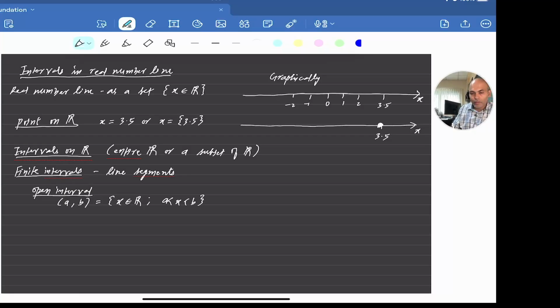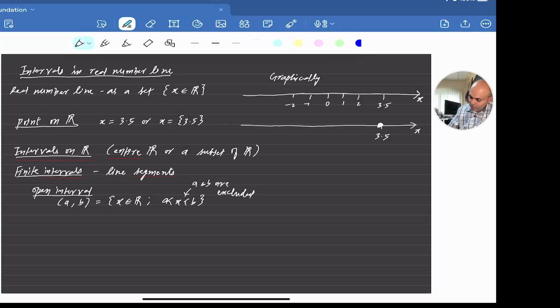So the notation with the parenthesis means that the points A and B themselves are not included in the interval. They are excluded, which is what we call the open interval. So here A and B are excluded in the interval.